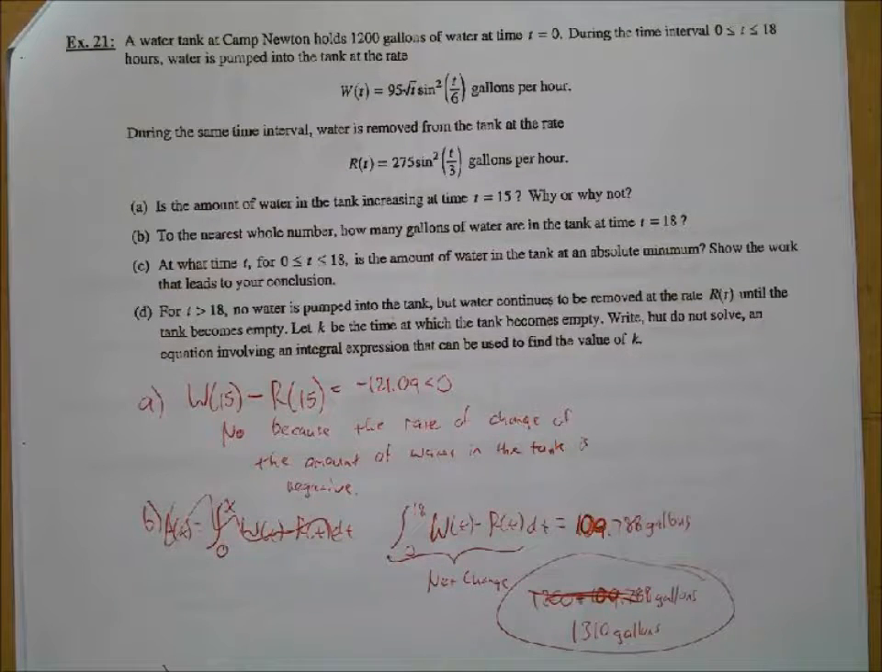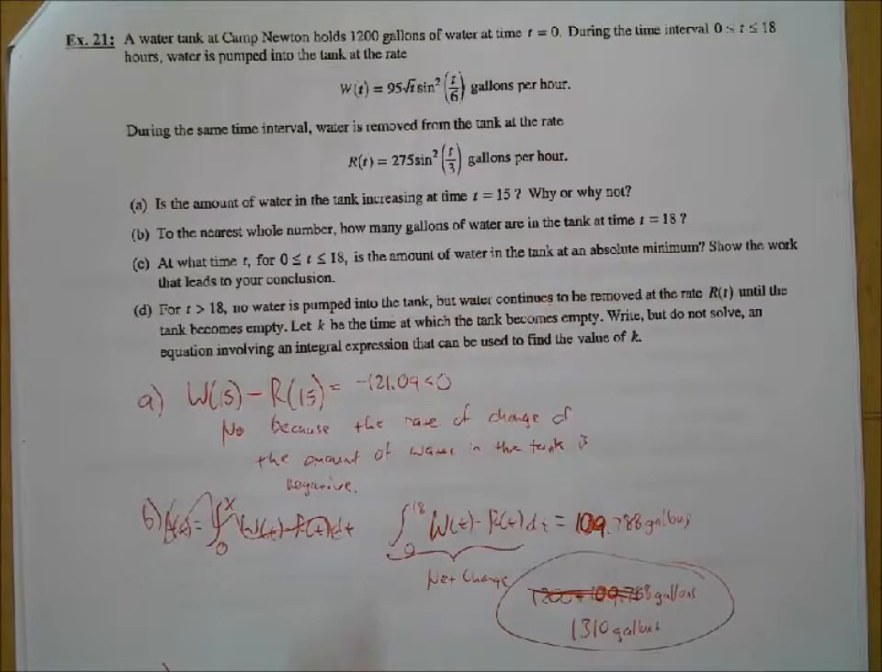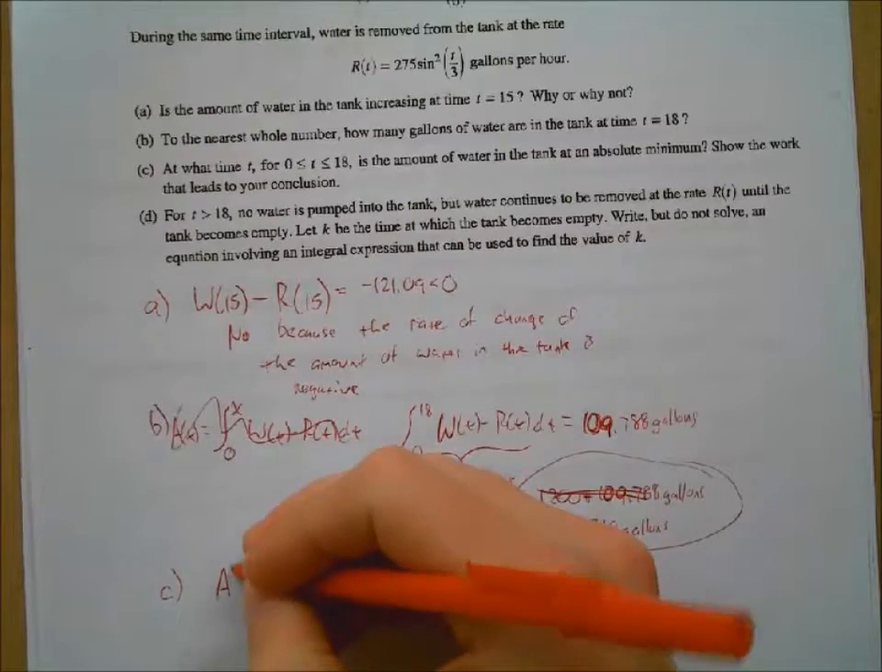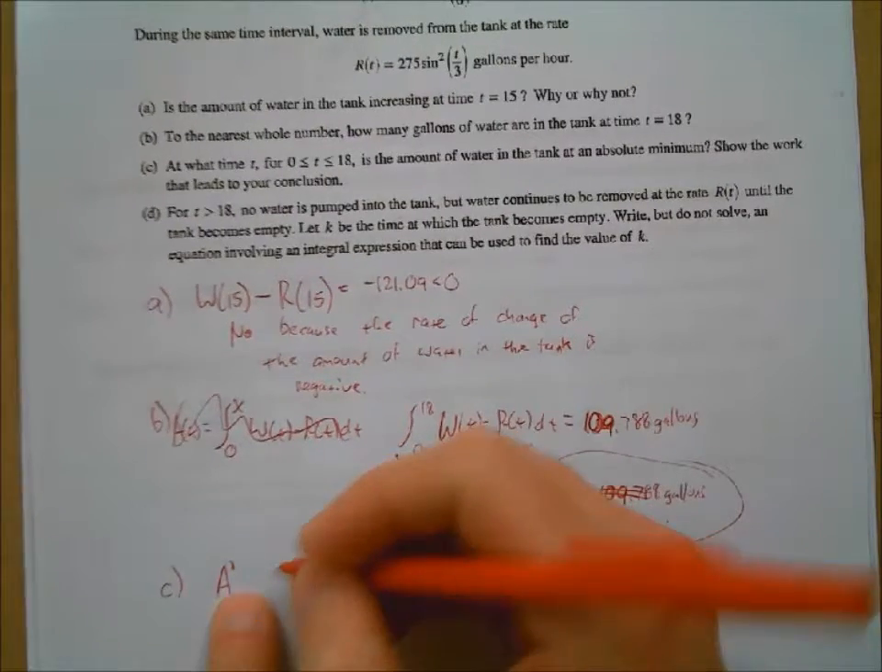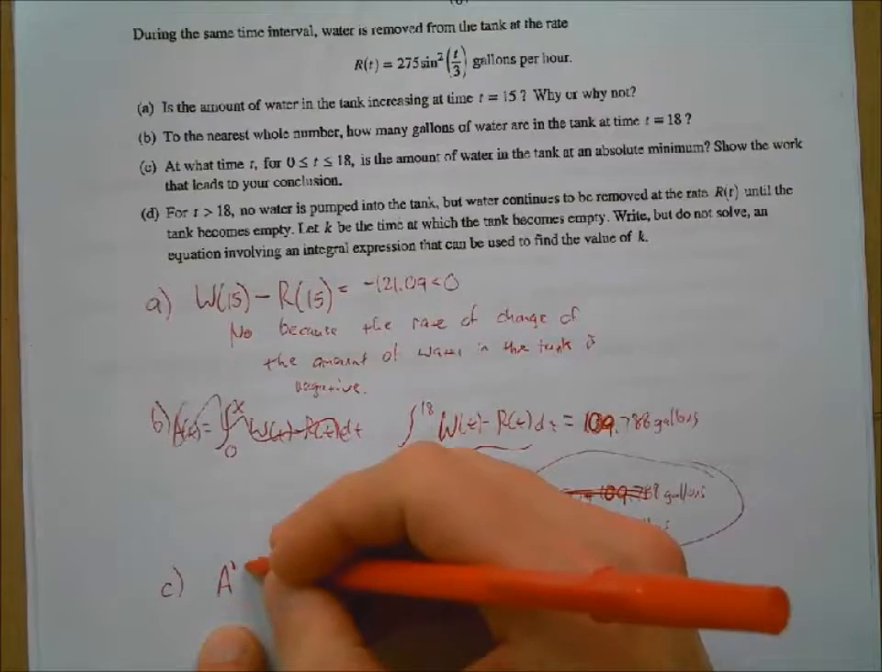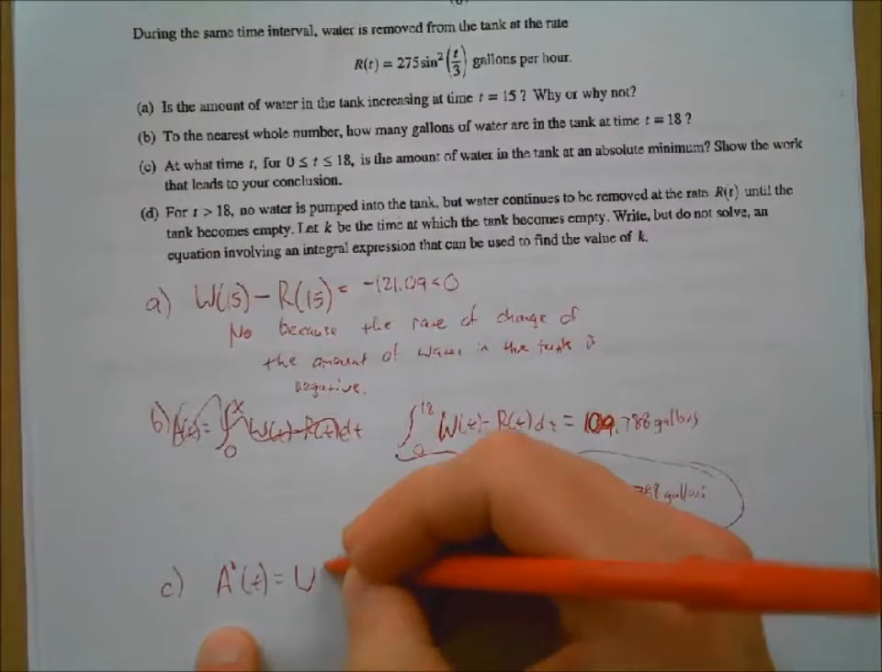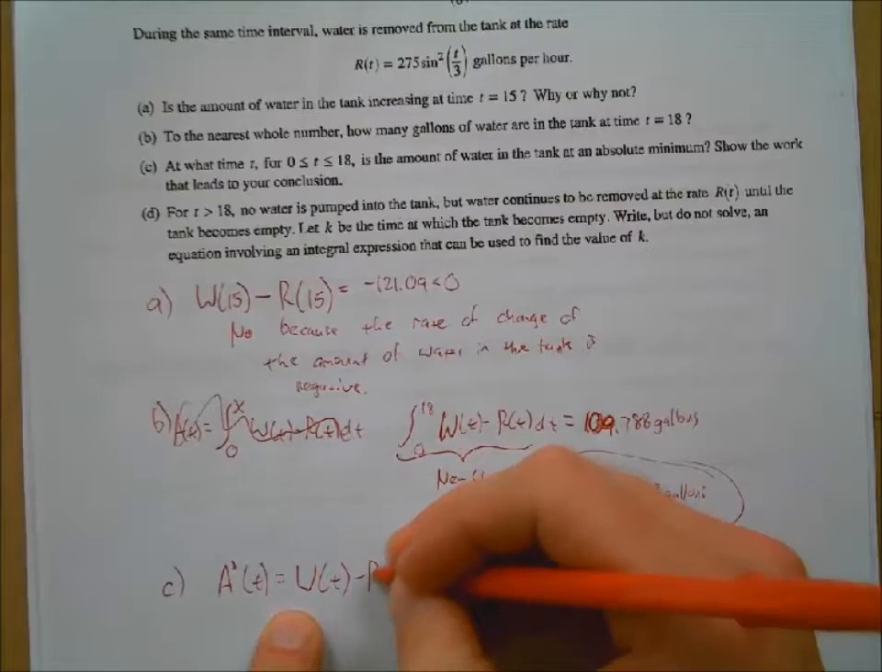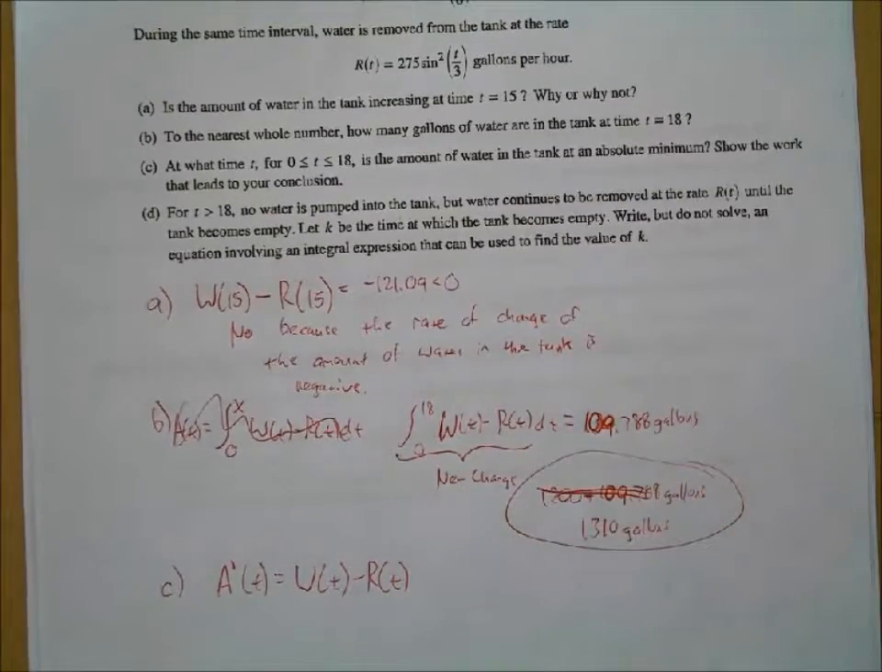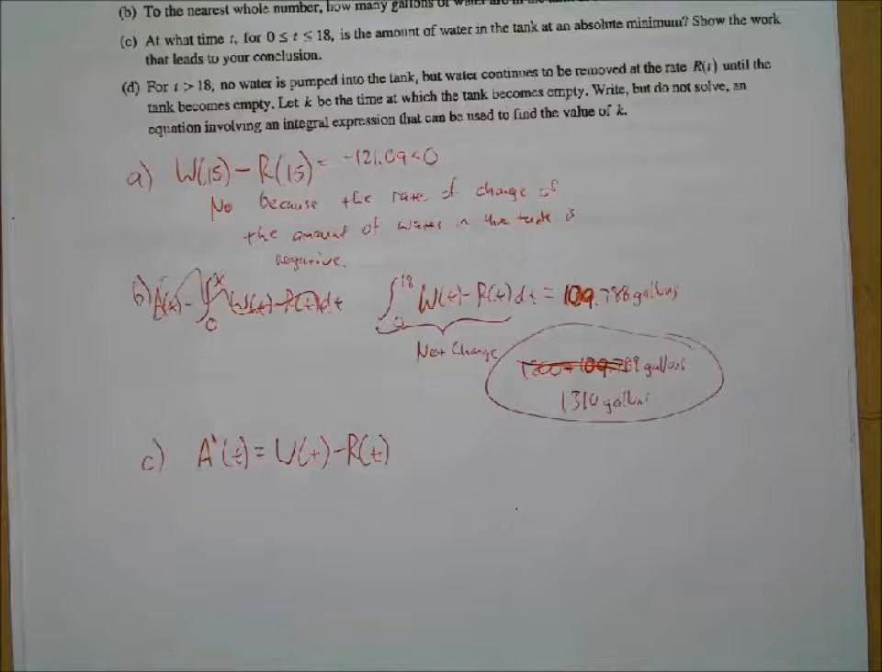The rate of change of the quantity of water in the tank. Our function here, the quantity, is the amount of water in the tank. So what is going to represent the rate of change or the derivative of the amount of water in the tank? Water in minus water out. So the derivative of the amount of water in the tank at t is W prime of t, rate in minus rate out. Water in minus water being removed. And so we want to know, when does that equal 0?